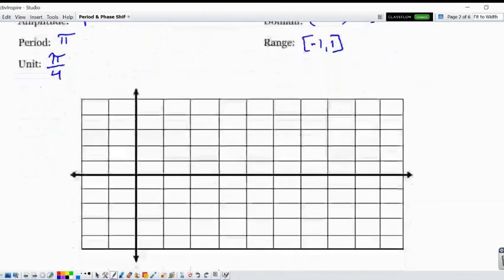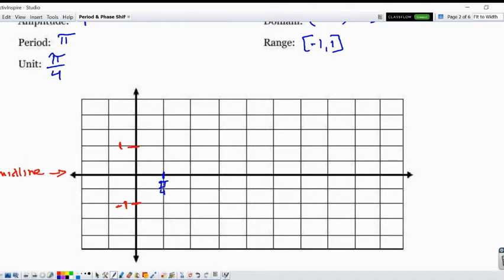So as we go to graph, same as before, I'm going to mark my y-axis first. The midline hasn't changed. The amplitude is still 1, so I'm going to make that worth 2 boxes, totally up to you, just be consistent. Now we're going to mark the x-axis before we graph. And our unit is pi over 4. So I'm going to mark every box as pi over 4.